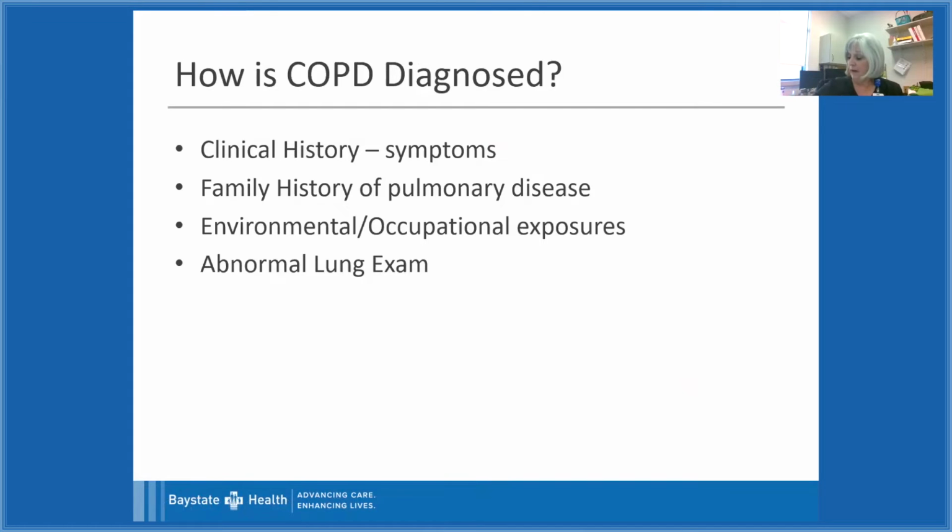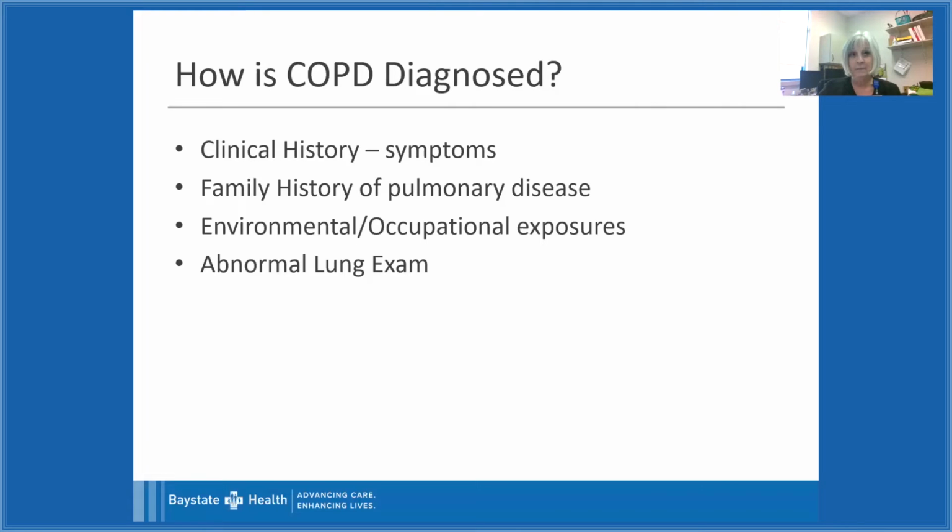So then we're going to talk about how COPD is diagnosed. And there's a few things that we take into consideration. As I said at the beginning, we talk about symptoms, and shortness of breath is one of those symptoms. So your clinical history, your family history of pulmonary disease, any environmental or occupational exposures that you've had in the past, and then if you have an abnormal lung exam.